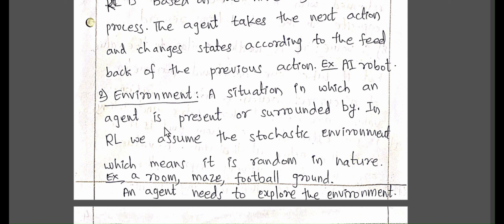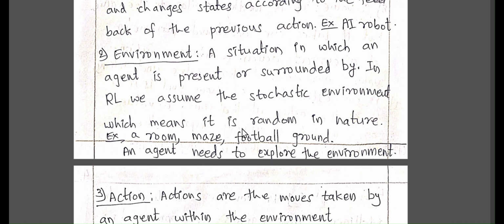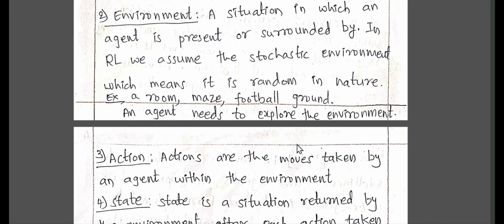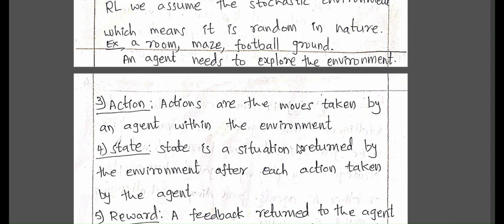Environment: the situation in which an agent is present or surrounded by in RL. We can assume that an environment is stochastic, meaning uncertain or random. The agent can't know what the environment is like, which means it is random in nature. For example, a random maze or a football ground. An agent needs to explore the environment. It doesn't actually know what kind of environment it is, and needs to explore all of it.